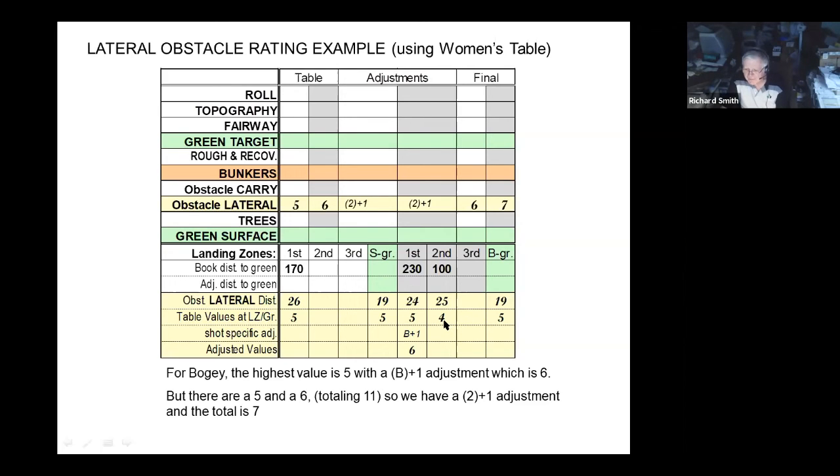If this were another 5, we would add them all together and we'd have 16, and we'd have a 2+2 instead of a 2+1. But this one at 100 yards does not generate a high enough value to be included in the assessment of the 2+1 or 2+2 adjustments.